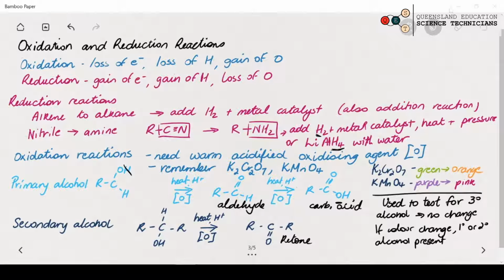Now, a tertiary alcohol can't actually be oxidized. So we can use the oxidization test as a test for whether it is a tertiary alcohol or whether it's primary or secondary. So remember our colors, with our potassium dichromate, it changes from orange to green, and with our potassium manganate, it changes from purple to pink.